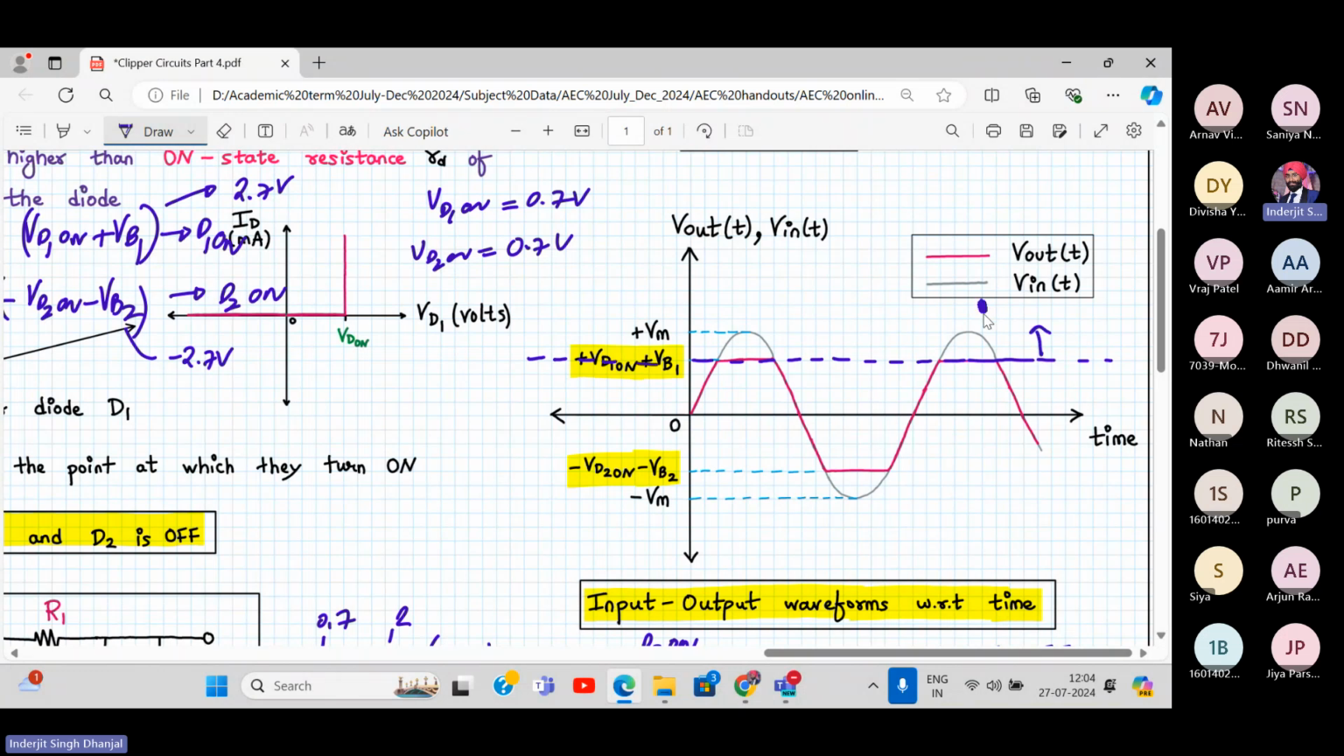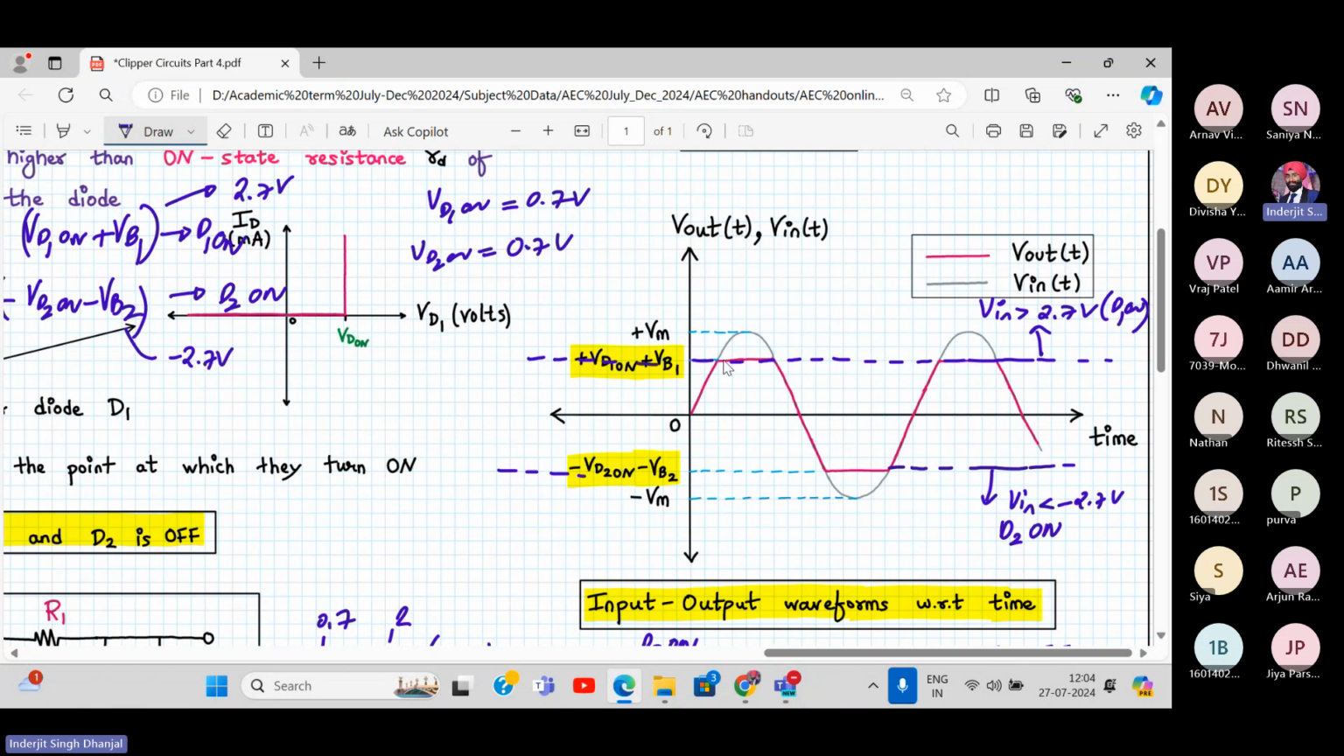So beyond this, Vin is greater than 2.7. As an example, VD on is 0.7 and VB1 is 2 volts. And we have one more level, this is for diode 2. If Vin is less than minus 2.7 volts, your diode D2 will be on and D1 is off. In between these levels, whenever Vin is less than 2.7 volts and greater than minus 2.7 volts, both the diodes will be off and output will be equal to input. So output is following the input.